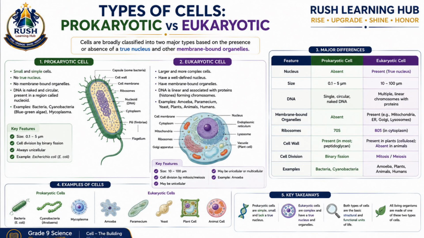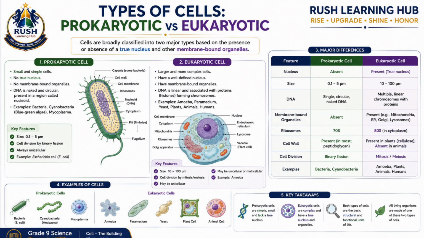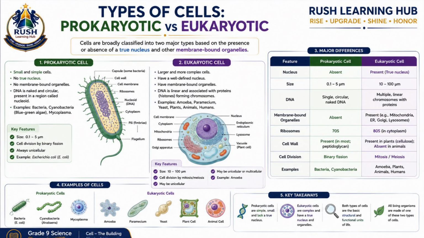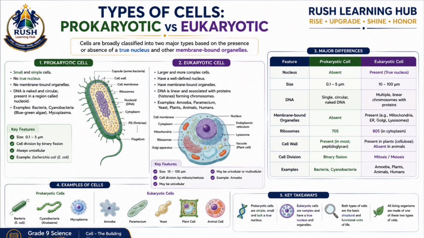Prokaryotic cells divide by binary fission, whereas eukaryotic cells divide by mitosis and meiosis. Remember this simple rule. Simple cells without a true nucleus are called prokaryotic cells. Complex cells with a true nucleus are called eukaryotic cells. This classification forms the foundation for understanding all living organisms.